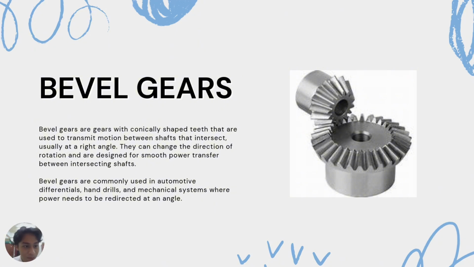So third, we have bevel gears. Bevel gears are gears with conically shaped teeth that are used to transmit motion between shafts that intersect, usually at a right angle. So, at the right angle, we can see that the gears are perpendicular to each other. They also have straight teeth. So, bevel gears are commonly used in automotive differentials, handles, and mechanical systems where power needs to be redirected at an angle.